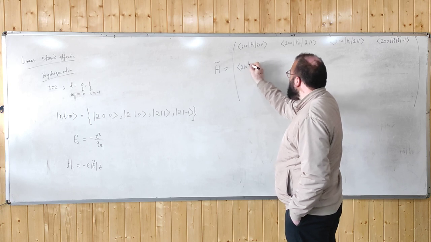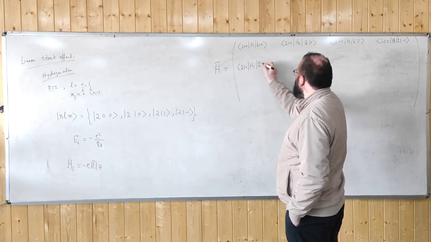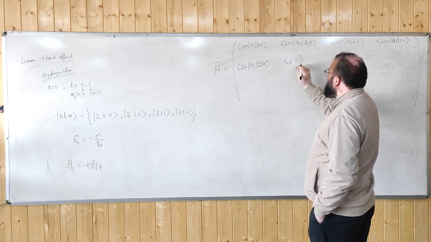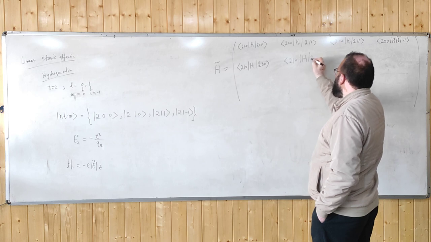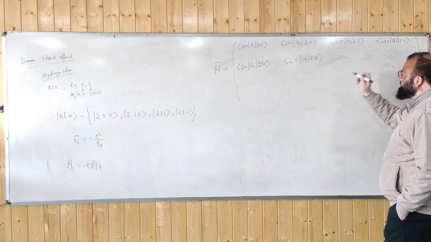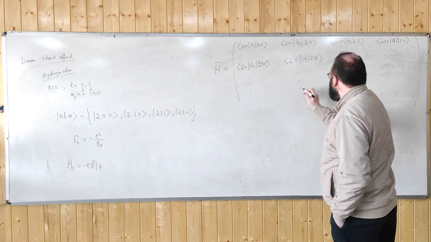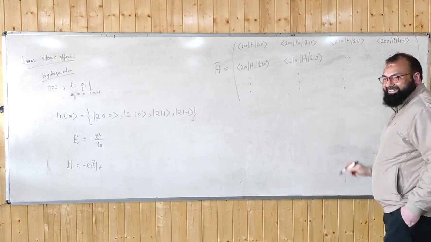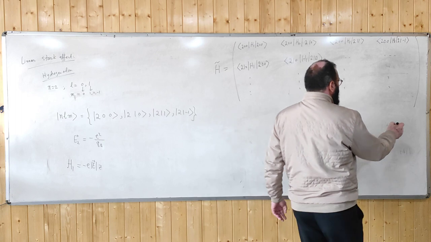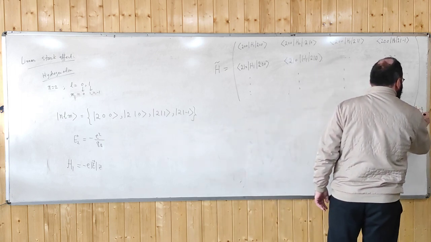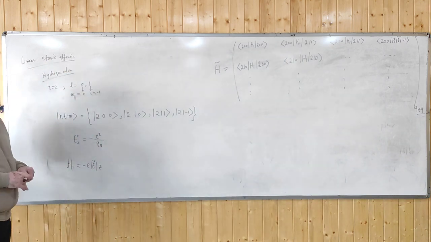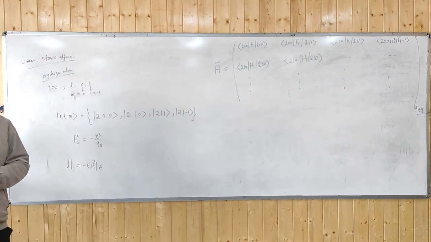Then 210 H1 200, then 210 H1 210. Clear? I do not write the entire thing, I write only these. So this is a 4 by 4 matrix. We need to evaluate all these matrix elements.